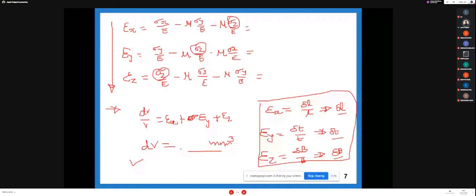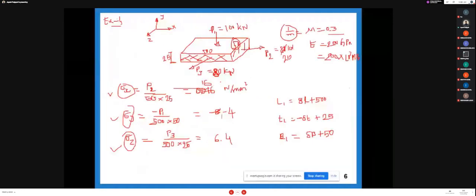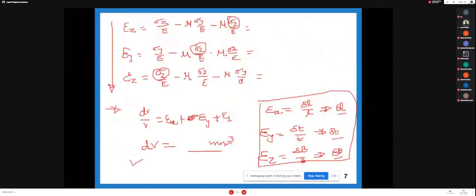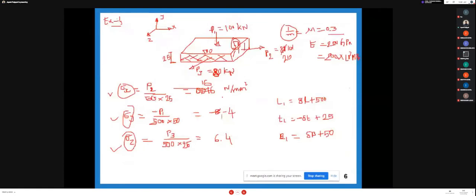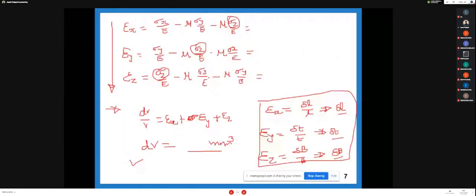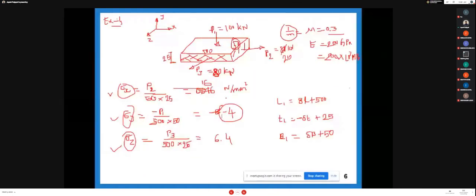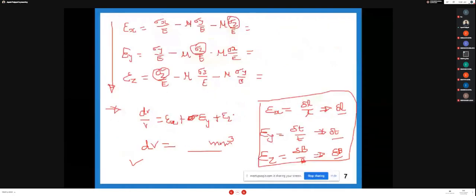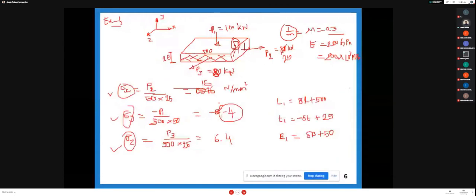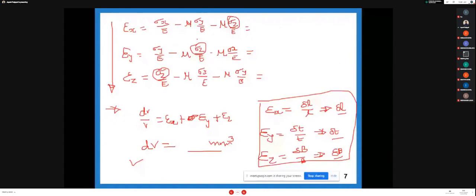Now here we have only one compression force, P1, and the minus sign is already taken here, so this value will be -4. So just put sigma y equal to -4, the remaining are positive. This minus sign is by default for tension, and if there is any compression, its sign we have already taken here, so you don't write minus again. You just take -4 as the value; by default we are taking this as the compression force. Okay, sir. So calculate these three values and finally tell me what is the change in volume.